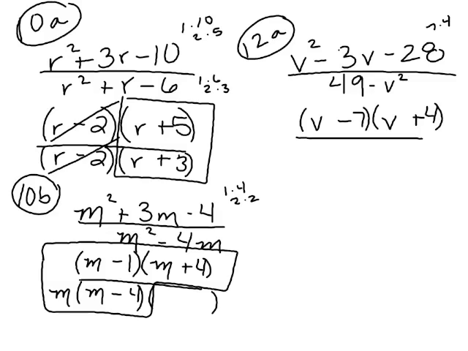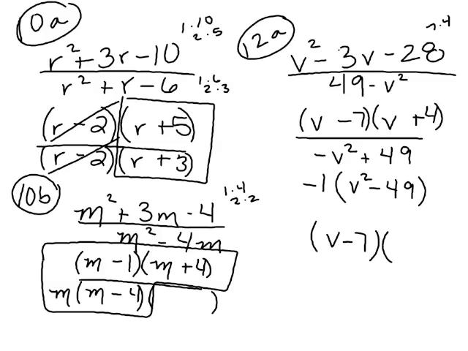So remember, my bottom needs to be flipped around. So I actually have a negative v squared plus 49. Remember, what's our rule when our leading coefficient is a negative? We want to pull that out. So I would rewrite this as a negative 1 times v squared minus 49. Now I can tell looking at that those are perfect squares. So on the top, I'm going to have v minus 7 times v plus 4.